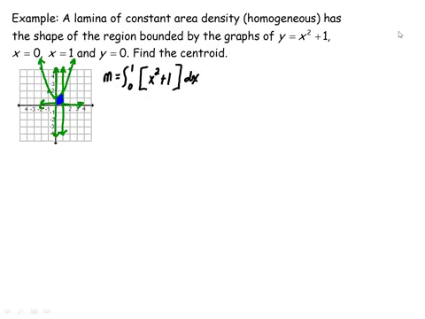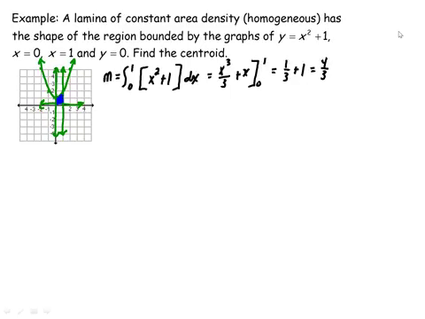All right, and everybody in this room should know how to integrate this, yes? If we integrate this, we're going to have x cubed over 3 plus x integrated from 0 to 1. So basically we're going to have 1/3 plus 1, and the zeros are going to go away, so it's not really going to matter. And so we're going to get 4/3. So the mass is going to be 4/3.